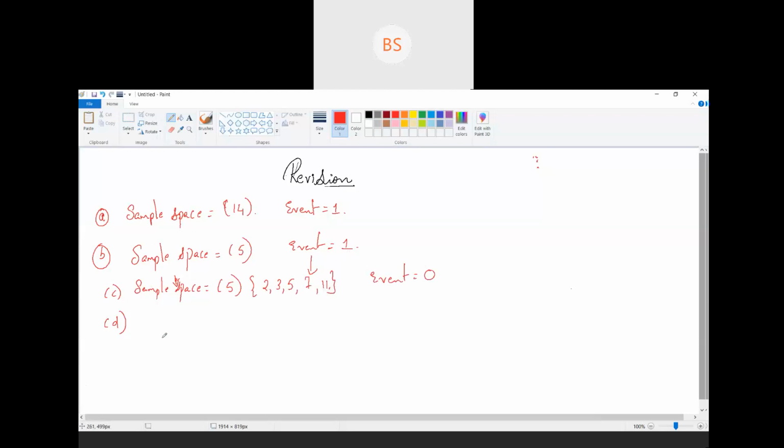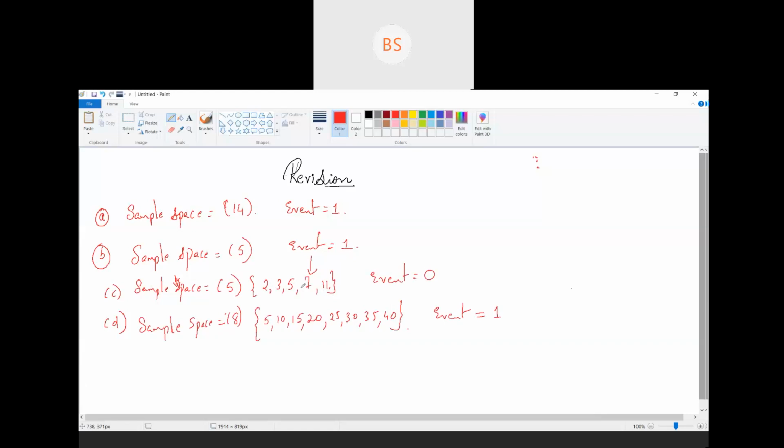Now in the fourth one also, they have said the sample space is 8 multiples of 5. That is, it has 8 numbers, and they are multiples of 5: 5, 10, 15, 20, 25, 30, 35 and 40. Right? So these are the 8 multiples of 5. Now the event asked is 10 written on it. Is 10 there in the sample space? Yes, it is there. So the event will be 1.